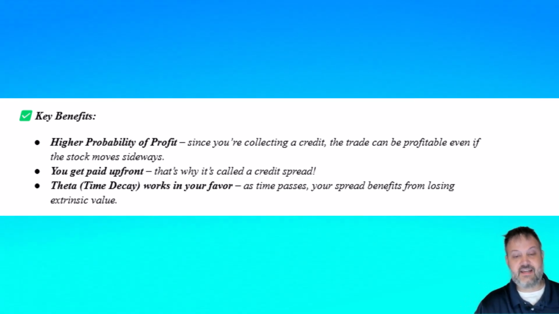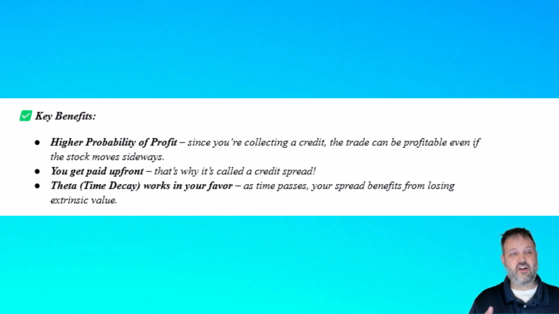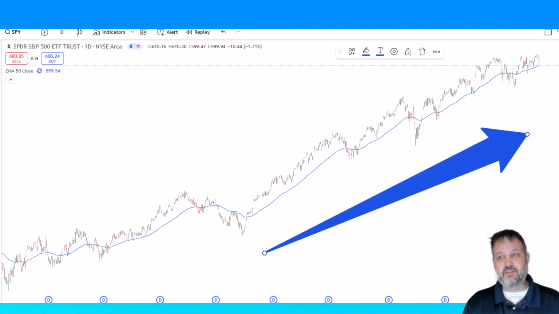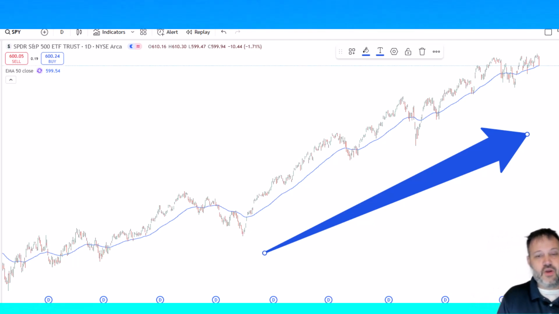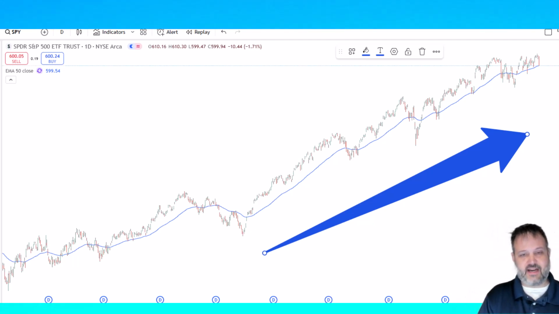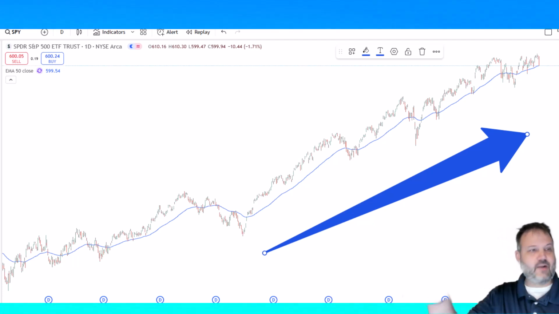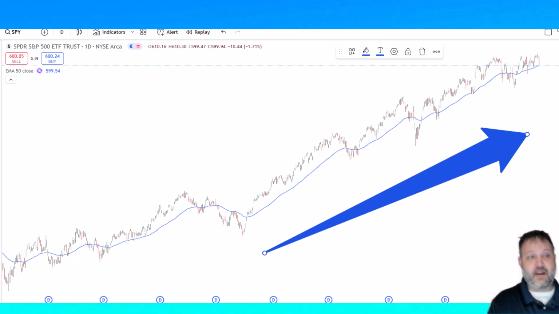Now, before I talk about advantages, let's talk about why you would do this. You want to do this if you believe that the price of the stock is going to stay at the same level or if you think it's going to go up, right? So it's a high probability trade because you have two different ways that you can win. If the market goes sideways, you can win. If the market goes up, you can win. Those are two out of the three options. The only other option is if it goes down. So that's a high probability.